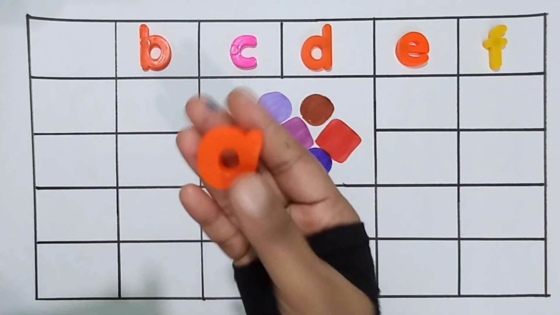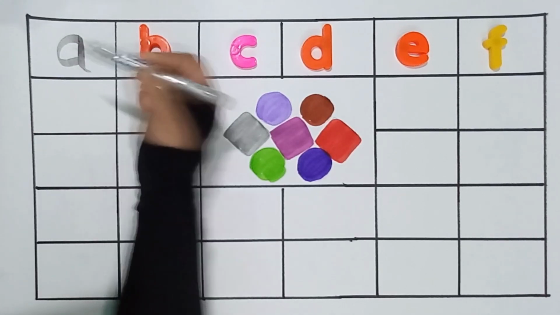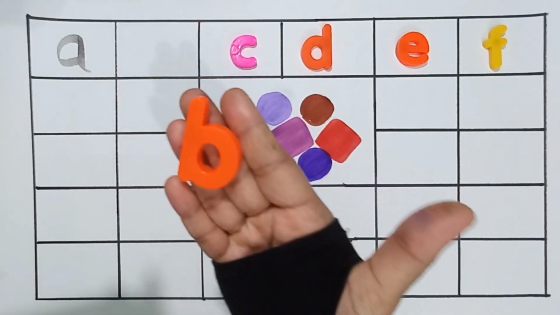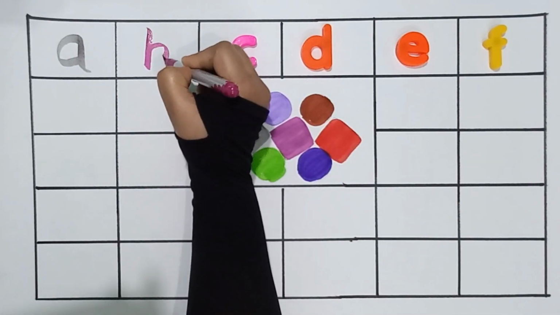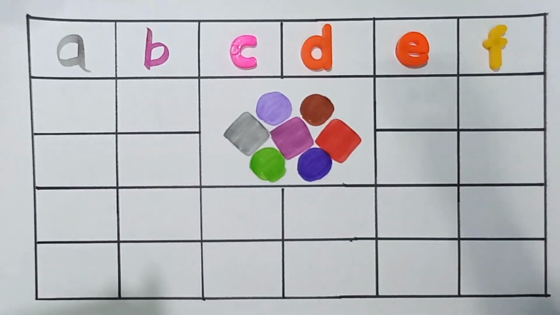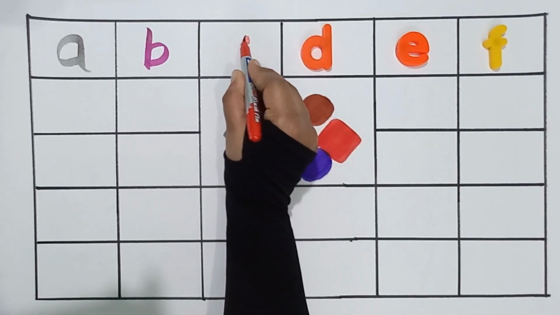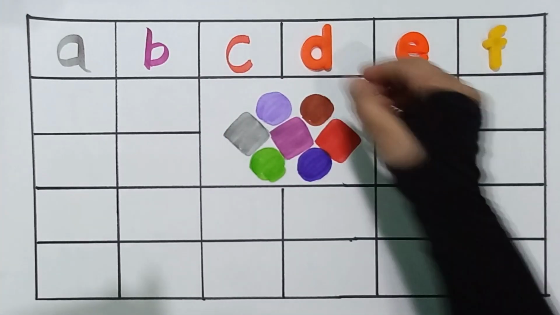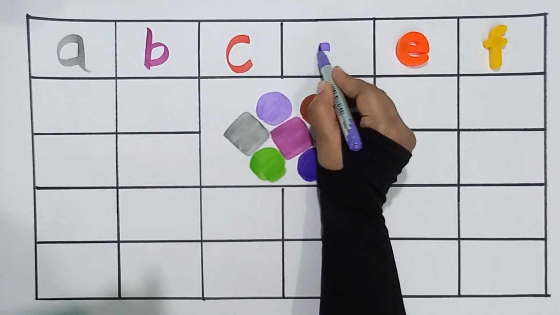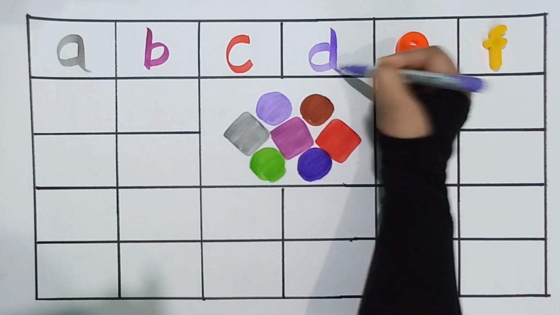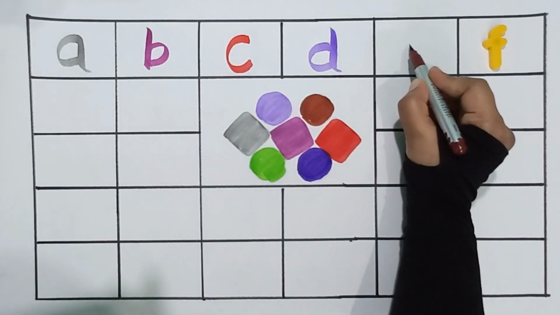Small a for avocado. Small b for bell. Small c for candle. Small d for dinosaur. Small e for escalator.